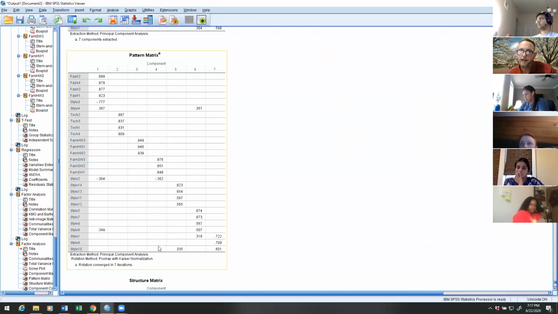The other thing that I'm noticing here is that the familiarity scales break out the way I thought they would. Fashion and tech break out the way I thought they would. Those look like they're pretty clean, with the exception of these style things. So we can go at it like that.